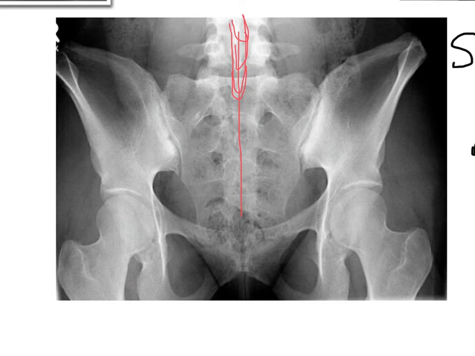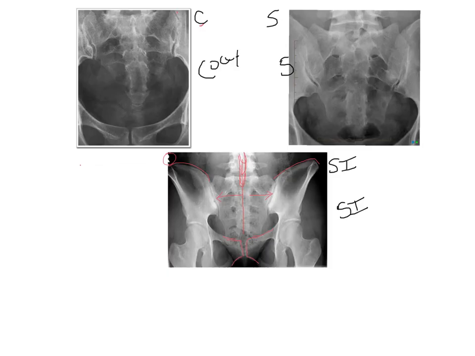We also want to look at the symmetry of the wings. Wings here. Are they equidistant from midline? Our SI joints, are they equidistant from the midline? And is the sacrum slightly superimposed by the pubis symphysis? And we are answering yes to all of these questions, so it looks like we have a passable image minus the fact that we've cut off our right marker.